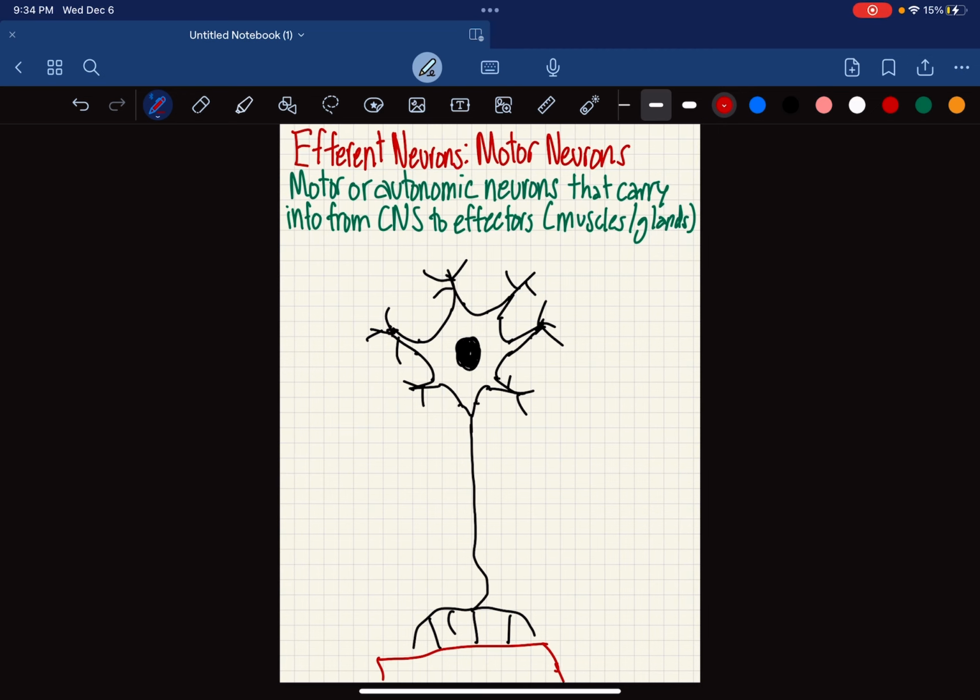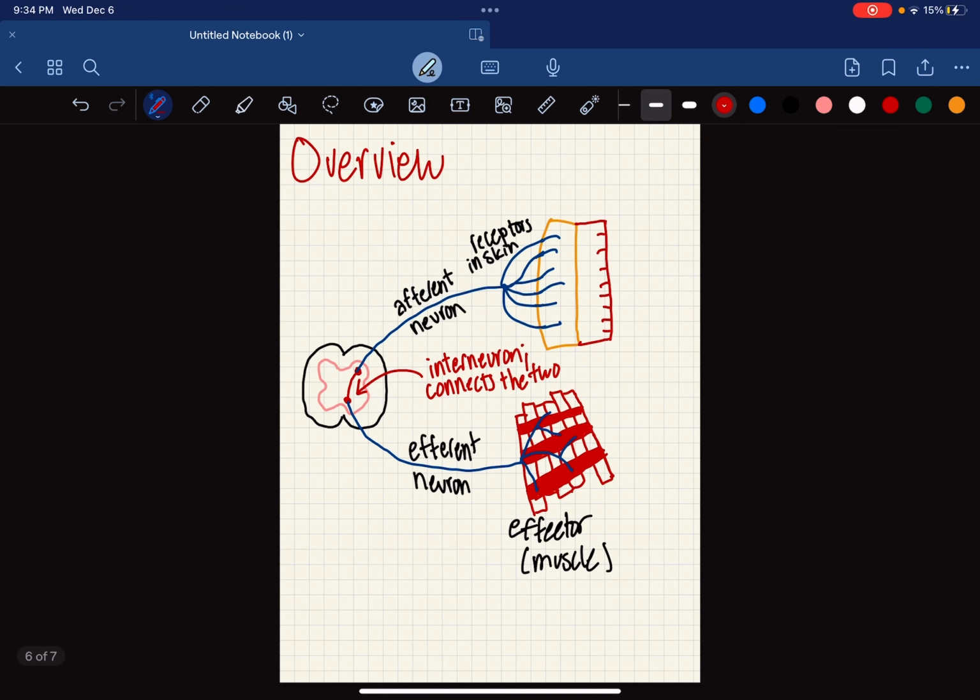So now that we have looked at all three, a general overview would look like this, where receptors in the skin would detect some stimulus, right? And so this stimulus goes, and the afferent neuron sends the information to the CNS right here, which is also known as the spinal cord. I hope that looks like a vertebrae. And inside that vertebrae, there's an interneuron. And the interneuron pretty much integrates the afferent neuron into the efferent neuron. It translates the signal. It goes into the efferent neuron.